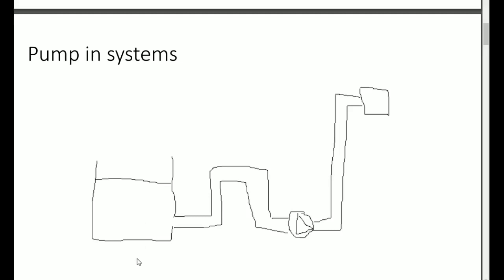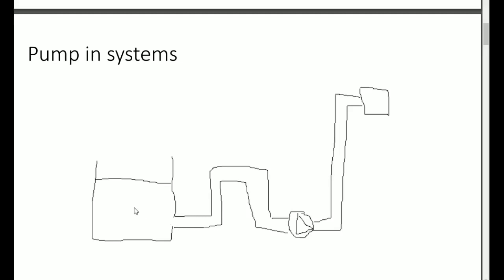Usually you want to have a certain flow rate, which is the velocity multiplied by the surface of the pipe, which represents the flow of matter that is transported. And you also want to have a certain pressure. So we will see how that works exactly.